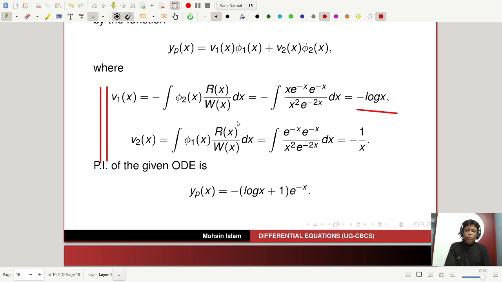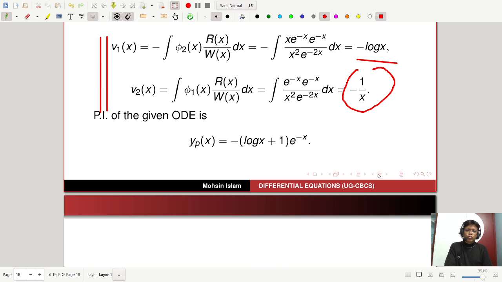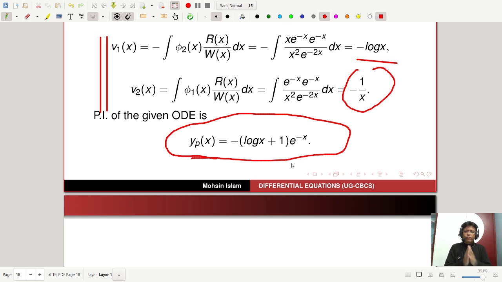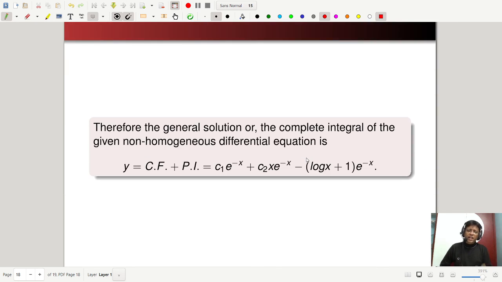Similarly, you can calculate v2 by substituting phi 1, R(x) and W(x) remain the same. So it will be minus 1 by x. So this is your yp, v1(x) phi 1(x) plus v2(x) phi 2(x). If you substitute, you have yp in this form. And finally, you have the general solution in this form: CF plus PI. C1 e to the power minus x, C2 x e to the power minus x, and the PI, particular integral. So you see how easy it is to calculate by variation of parameters. It is a very easy method, but you can do the long process also by using the proof of the theorem to calculate the particular integral. Okay, all of you.